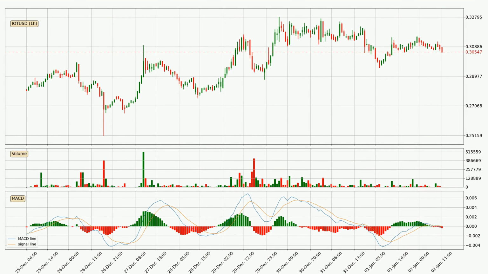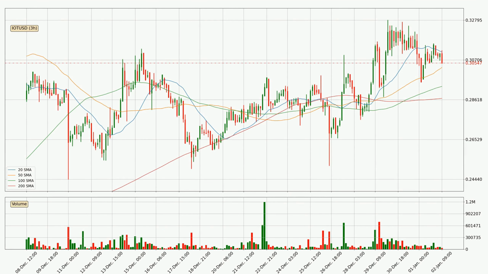Jumping to the hourly MACD, the trend is currently going down because the MACD line is below the signal line. We can expect the price to continue going down or perhaps remain at least stable because the MACD histogram shows the momentum currently being strong.